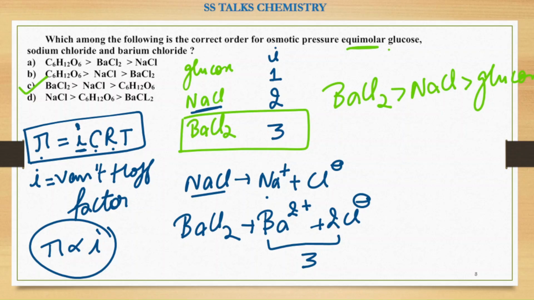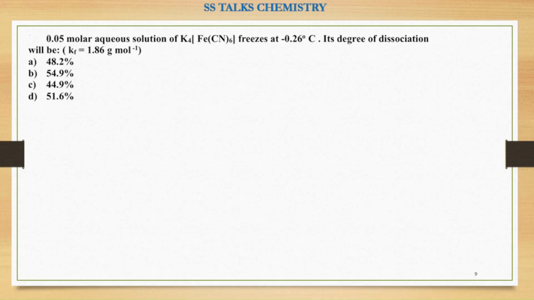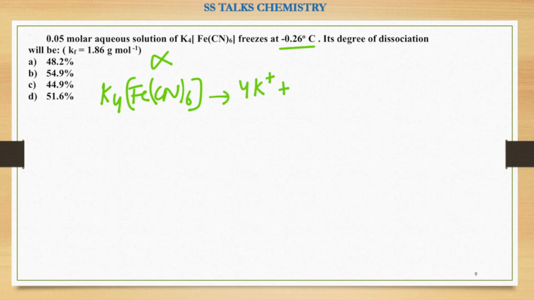Okay, moving on to the next one, we have this question. It says a 0.05 molar aqueous solution of potassium ferrocyanide freezes at this much temperature. Its degree of dissociation will be? So we need to find its degree of dissociation, which means we have to find the alpha value. So we have K4Fe(CN)6, right? If I see its dissociation, it is going to give me 4K positive plus Fe(CN)6 4 negative. These are the ions that we will be getting.